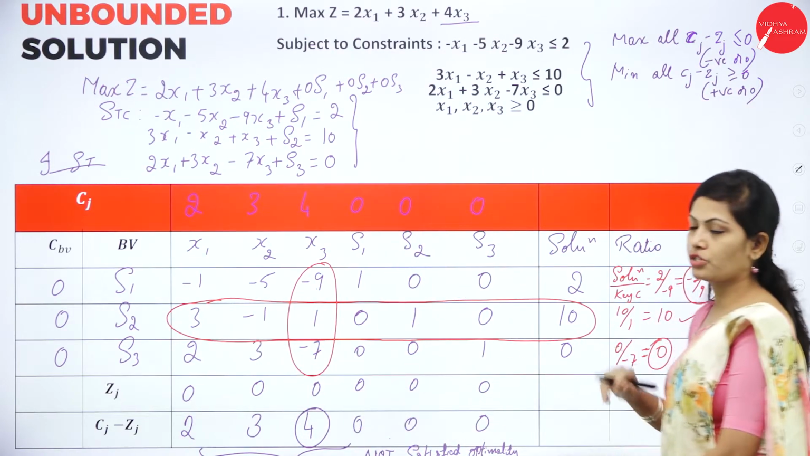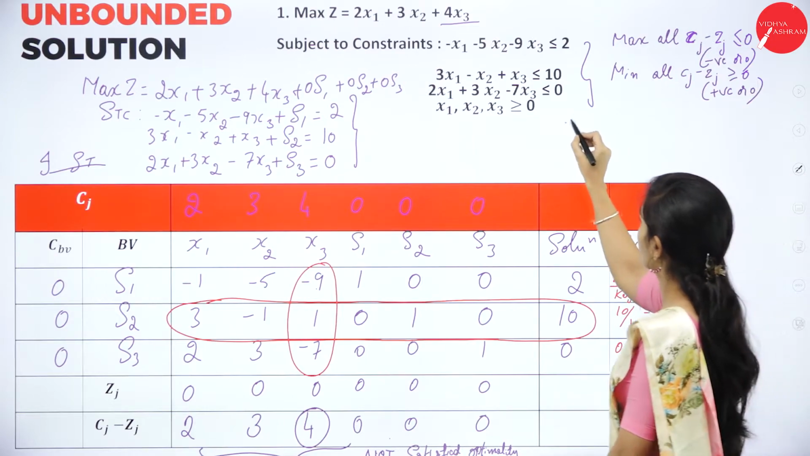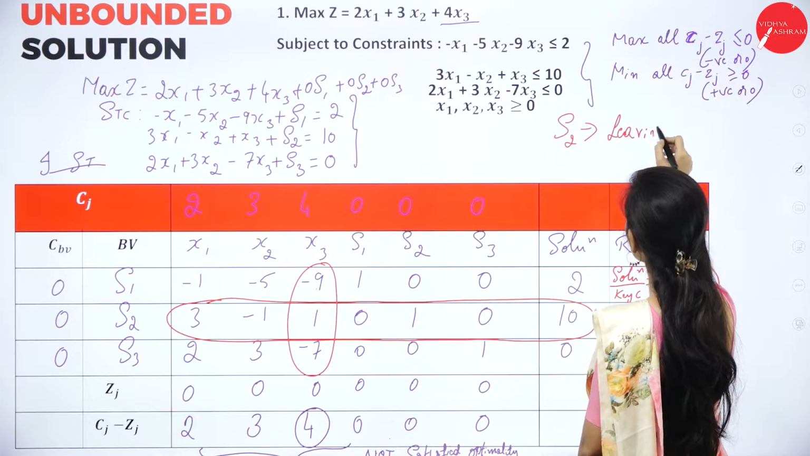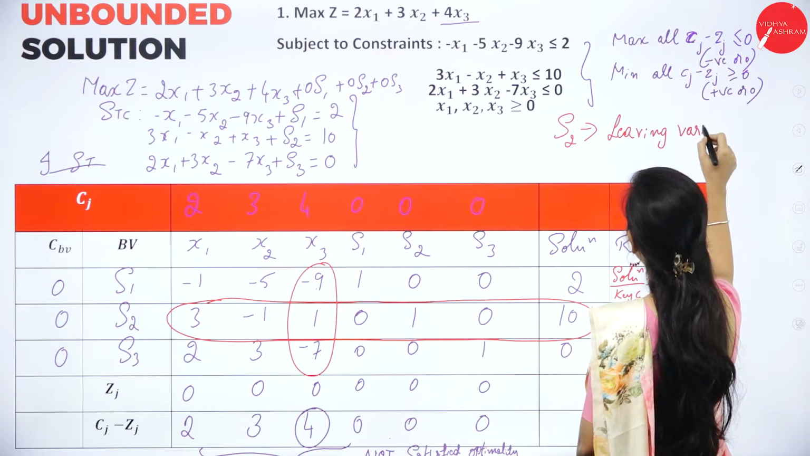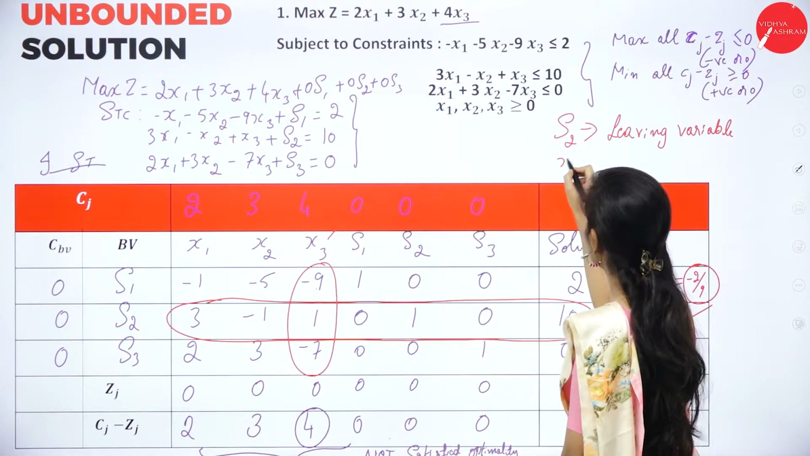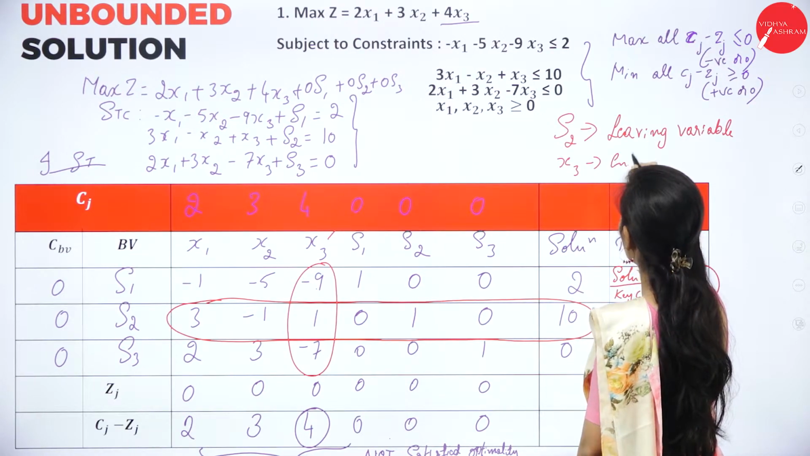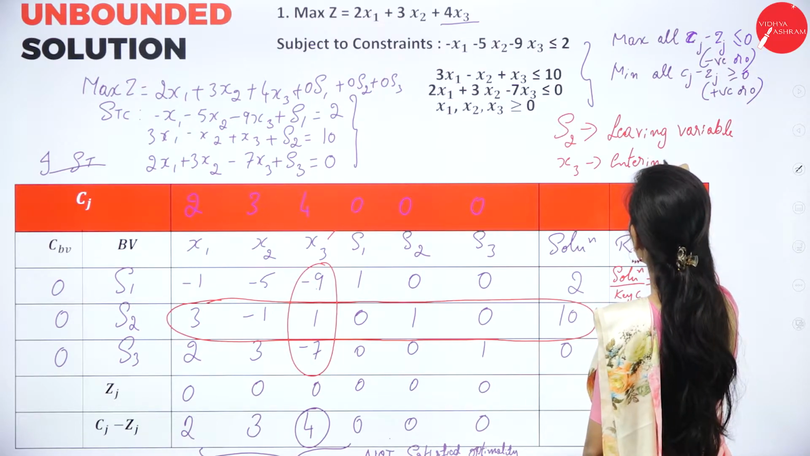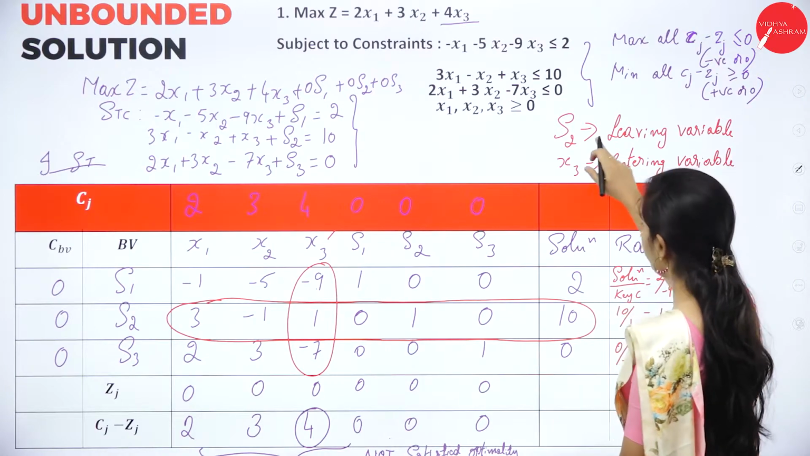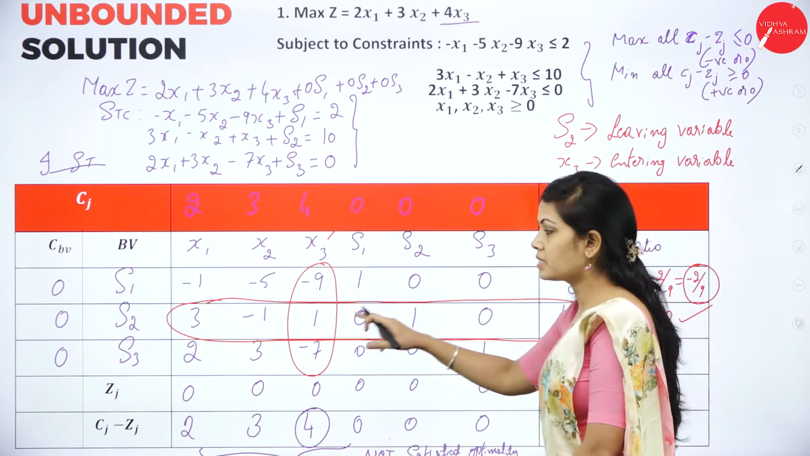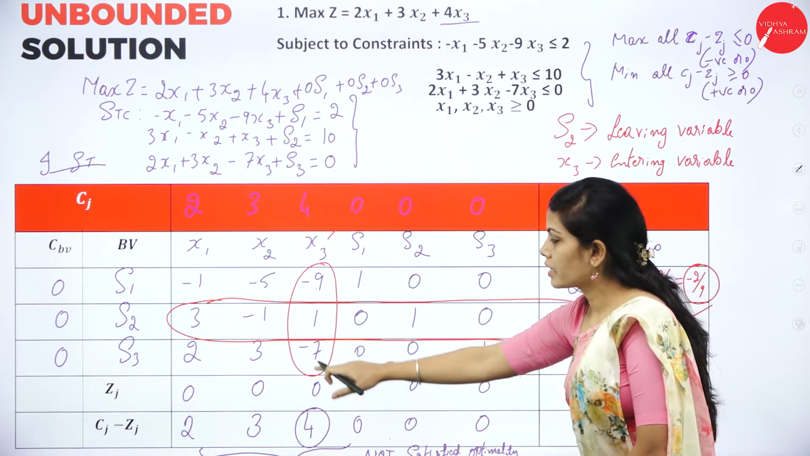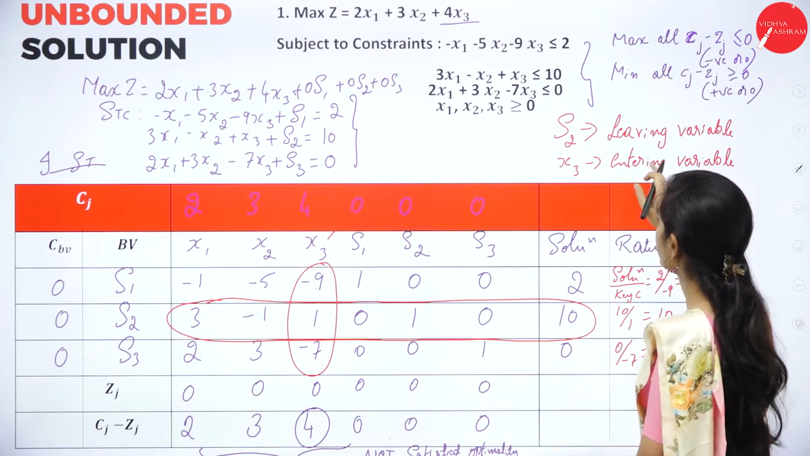Key row is S2. So S2 is the leaving variable and x3 is the entering variable. S2 means it is a key row. Key row is called the leaving variable and x3, the key column, is called the entering variable.